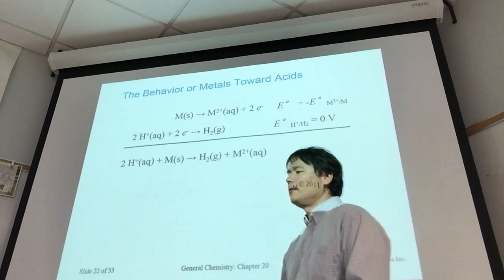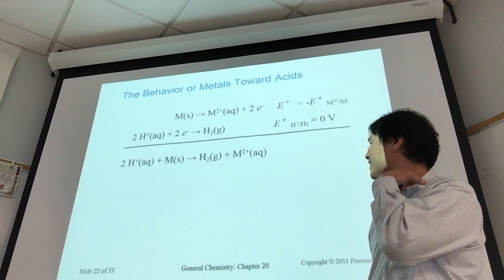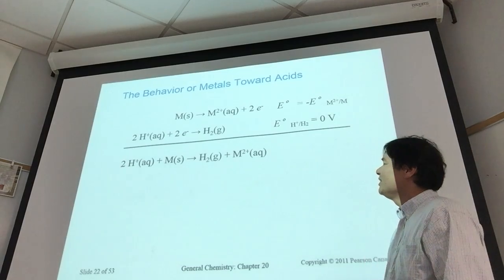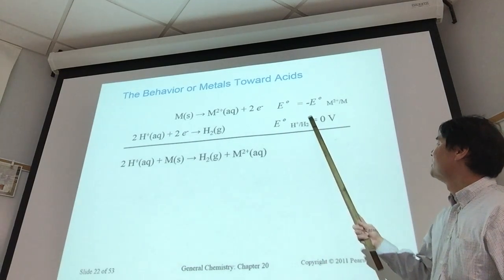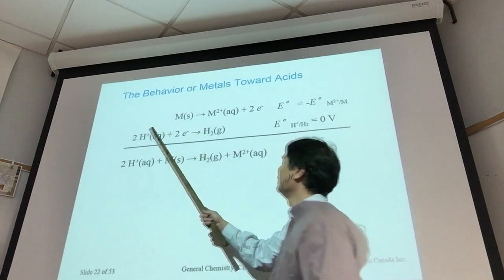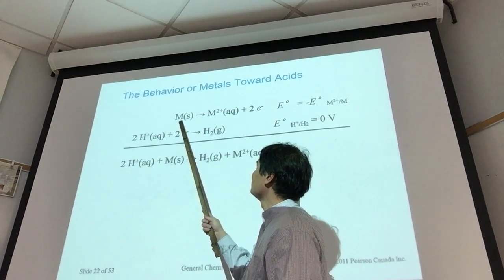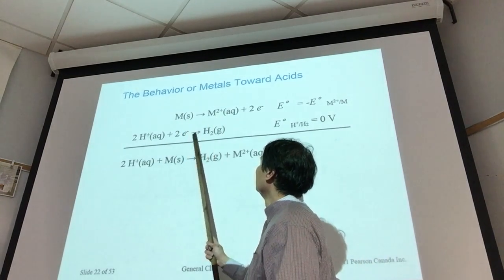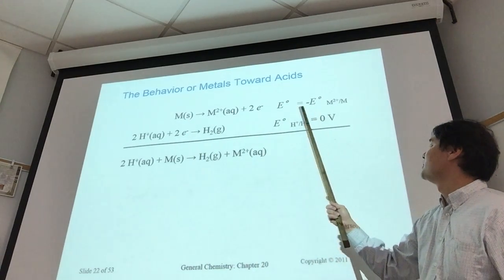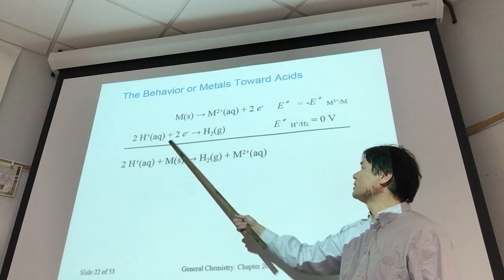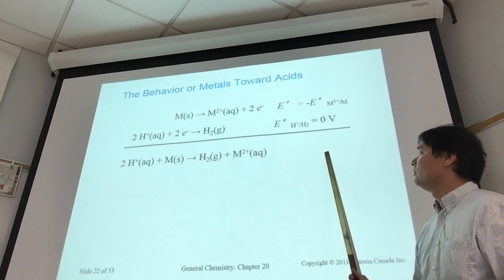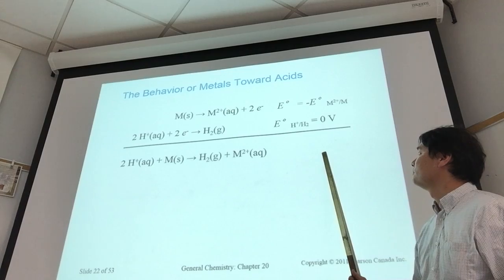Let's take a look at what we can do with some of these, and some of this is we can just look at what's going to be spontaneous here. If we're looking at metals reacting with H+, H+ is the oxidizer, the metal will be the reducer. Then what we want is the oxidation potential here combined with the reduction potential here should give us a cell potential greater than 0 volts. And that means it's spontaneous.